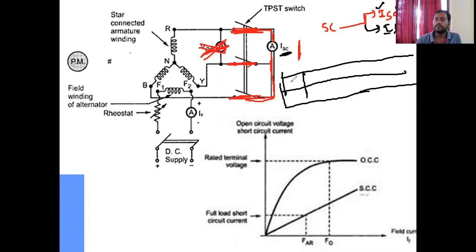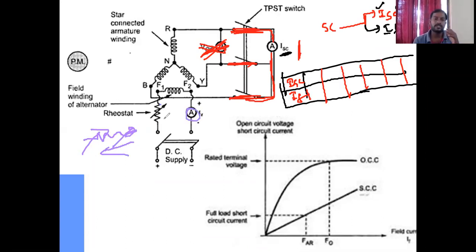So in this one, ISC is measured, and another one is IF. Same procedure. This is also the same procedure, nothing but we need to keep this rheostat at maximum position, where the maximum resistance will be available, and we need to decrease the resistance position so that we can decrease the field current.